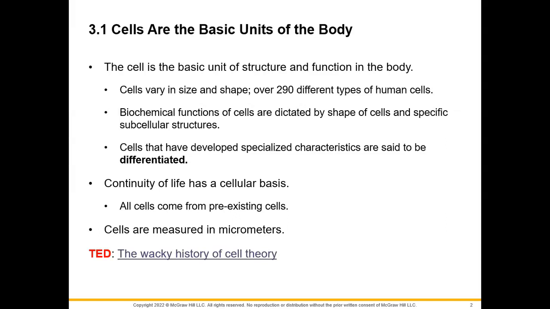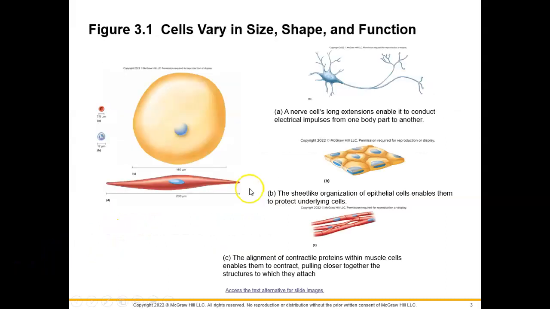Continuity of life has a cellular basis. All cells come from pre-existing living cells. Cells are small, they're measured in micrometers. Cells vary in size and shape and function.